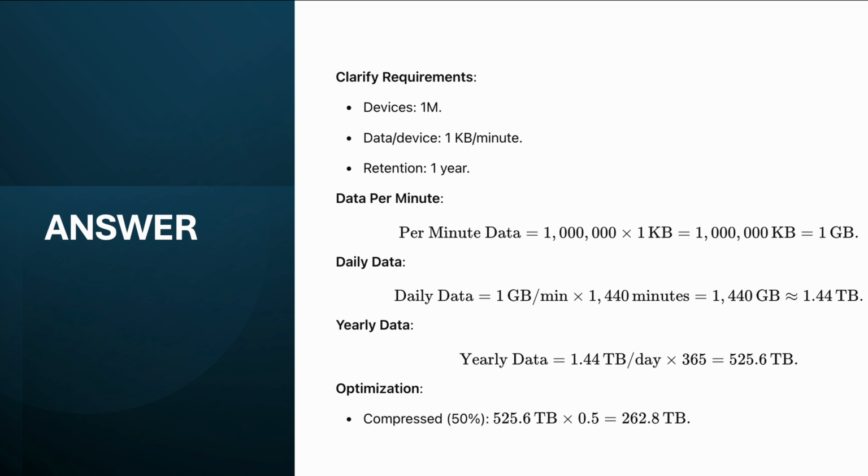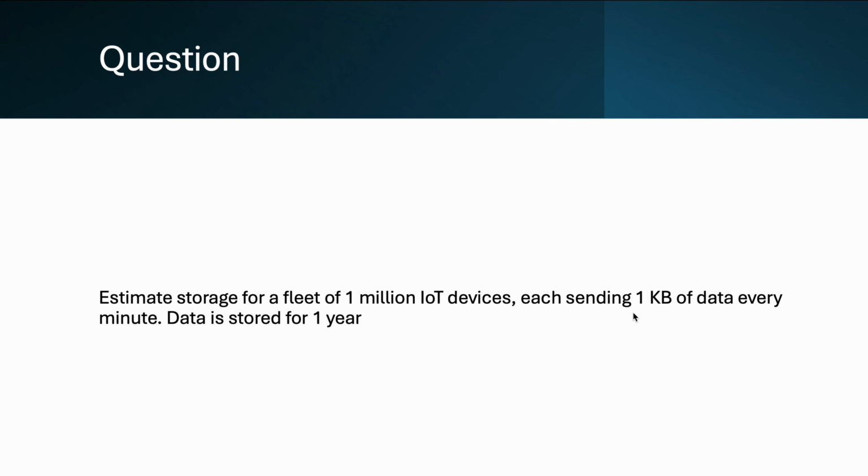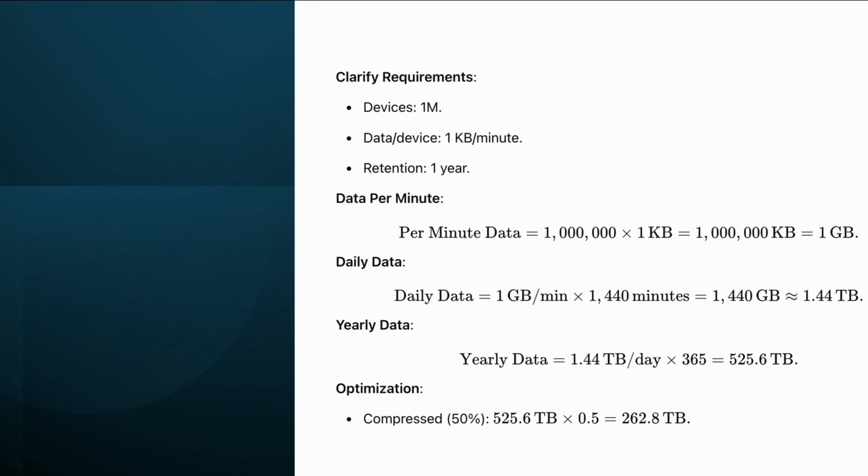Then the data is where we talk about. This line over here says each device is sending 1 kilobyte of data every minute. So each device is sending 1 KB of data every minute. Then we have retention. For 1 year, we have to maintain the data. We have to archive the data. It could be for any reason.